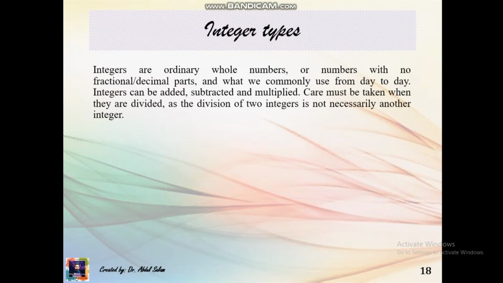Next we have integer types. Like, we are now explaining different data types. The first one is integer type. Integers are ordinary whole numbers, or numbers with no fractional decimal parts, and what we commonly use from day to day. Integers can be added, subtracted, multiplied. Care must be taken when they are divided, as the division of two integers is not necessarily another integer.